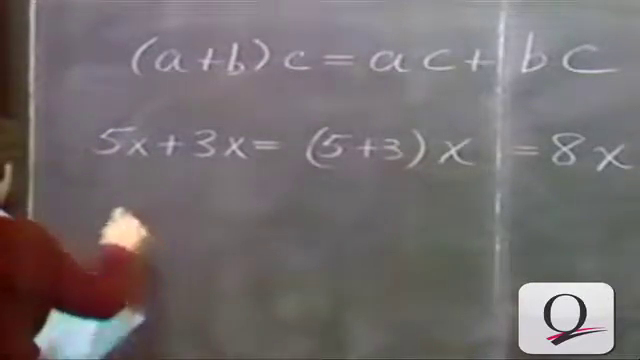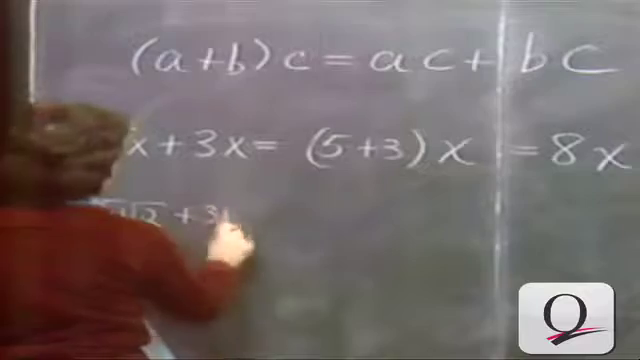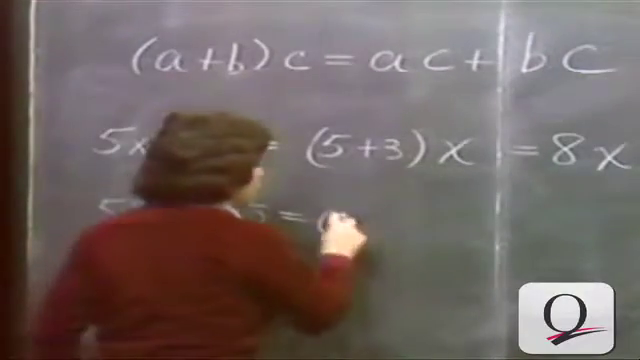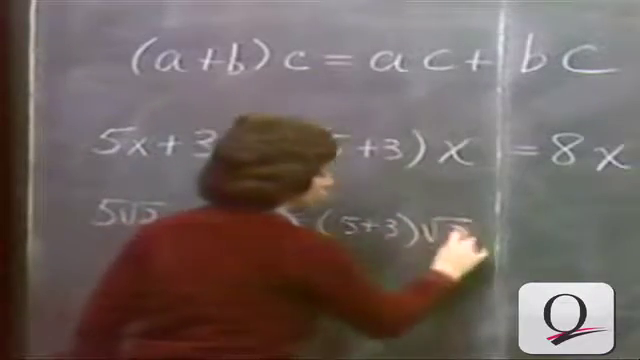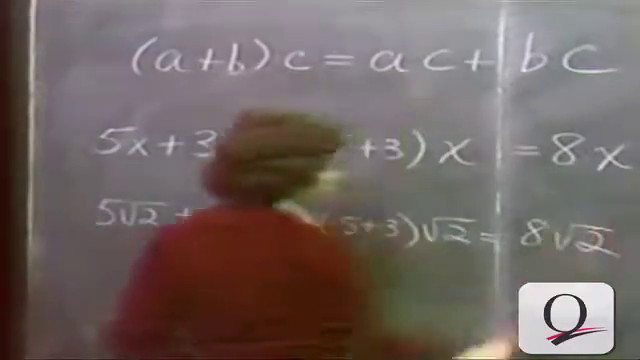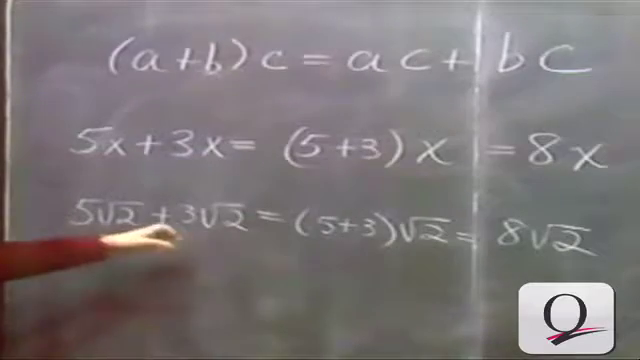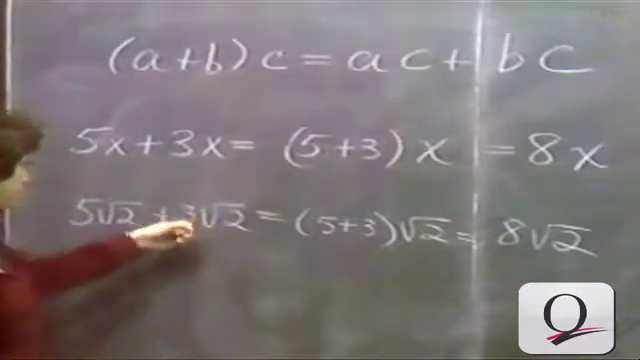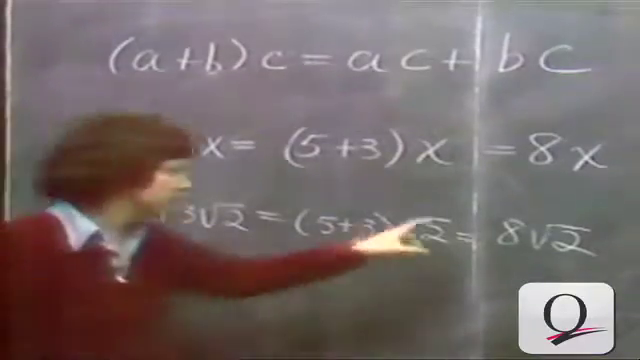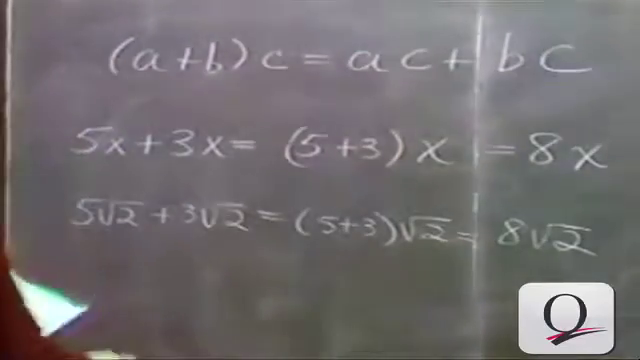Now let's say we're dealing with 5 times the square root of 2 plus 3 times the square root of 2. We can rewrite this as 5 plus 3 times the square root of 2, and that will give us 8 times the square root of 2. And this is how we're going to add terms that have the same radical. We will combine the quantities outside of the radical, the 5 plus 3 giving us 8, the square root of 2. Okay, let's look at another example.